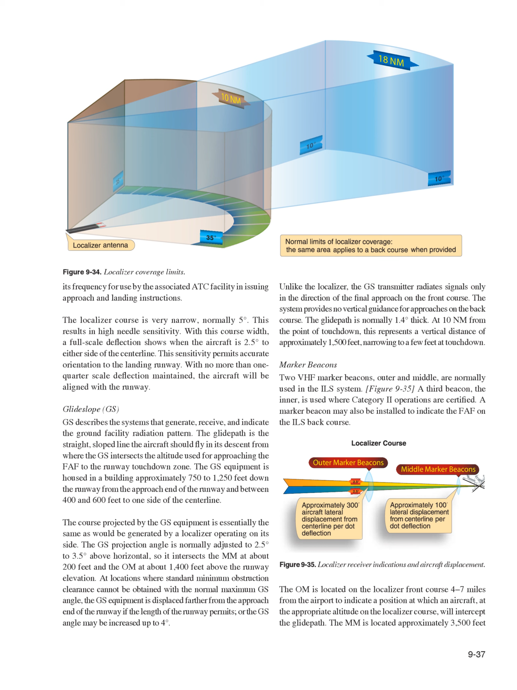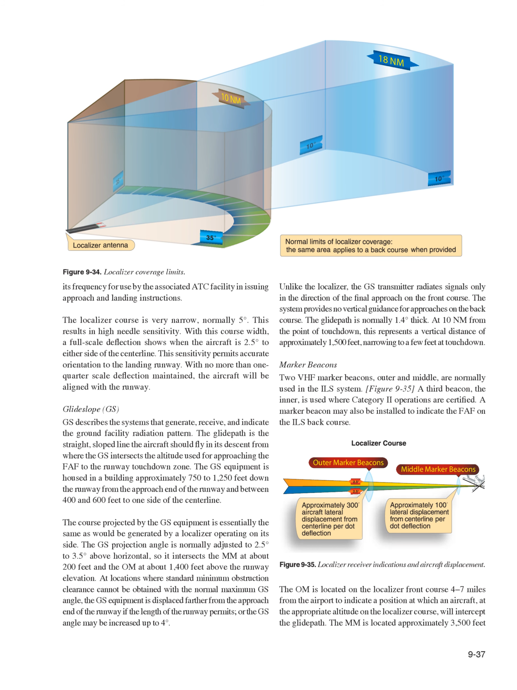At locations where standard minimum obstruction clearance cannot be obtained with the normal maximum glide slope angle, the glide slope equipment is displaced farther from the approach end of the runway if the length of the runway permits, or the glide slope angle may be increased up to 4 degrees. Unlike the localizer, the glide slope transmitter radiates signals only in the direction of the final approach on the front course. The system provides no vertical guidance for approaches on the back course.